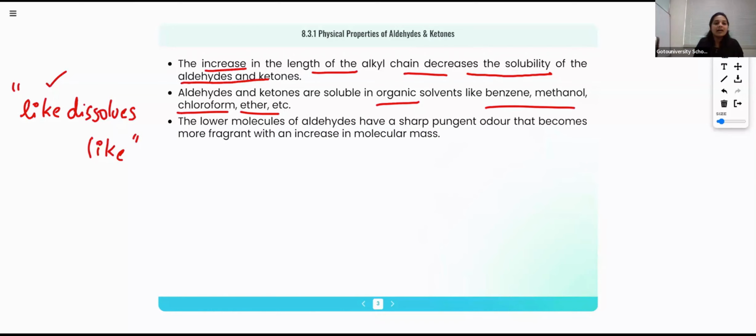So this is the equation. Equation means not a chemical equation. I am telling you, understood? Not a mathematical equation. No. It is a sentence, a phrase used to memorize this solubility. Like dissolves like.